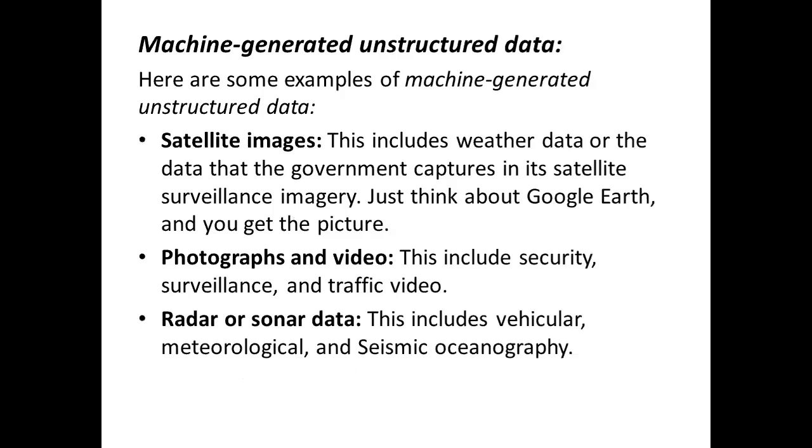Some examples of machine-generated unstructured data are satellite images. This includes weather data or data that the government captures in its satellite surveillance imagery. Just think about Google Earth and the pictures you get. These are satellite images, generated by the machine. Also photographs and video, which includes security, surveillance, and traffic video, and radar or sonar data. This includes vehicular, meteorological, and seismic oceanography data. These are machine-generated data.